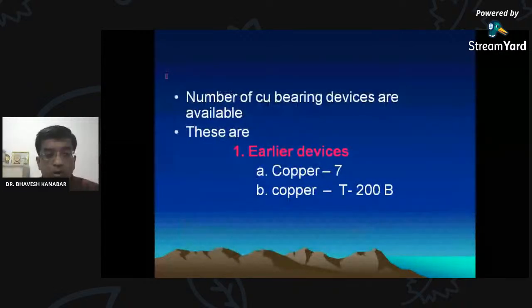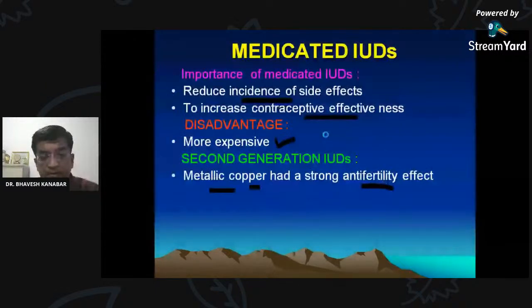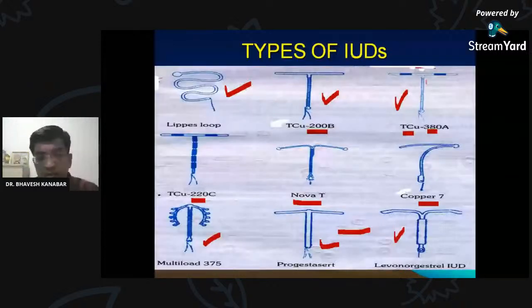A number of copper bearing devices are available. We have already seen the earlier devices, Copper 7 and Copper T 200B. The 7 is because of the 7 shape. Copper T is because of the T shape. This device is 7 shaped, so it is Copper 7.